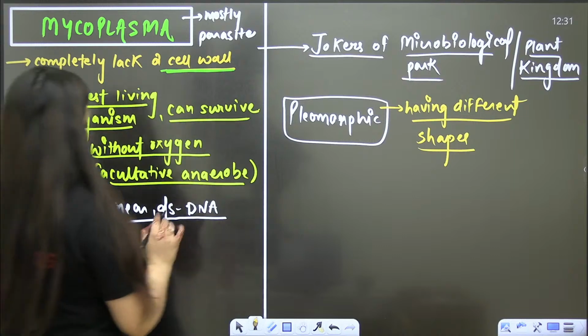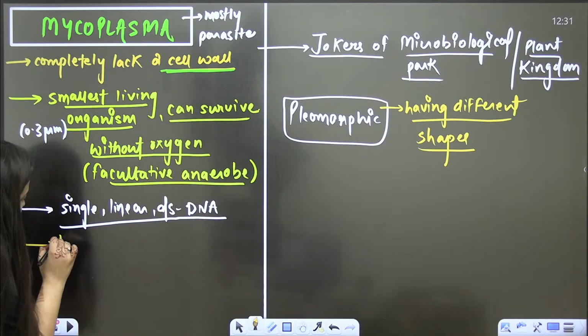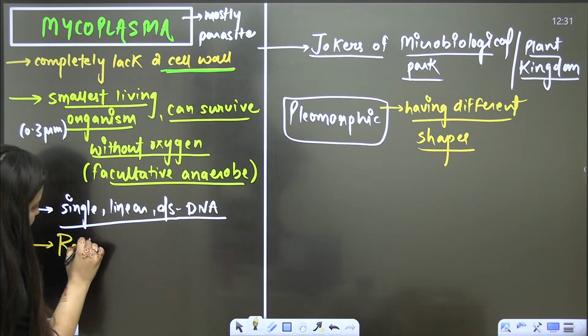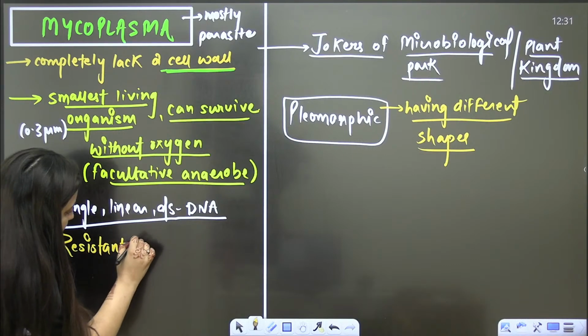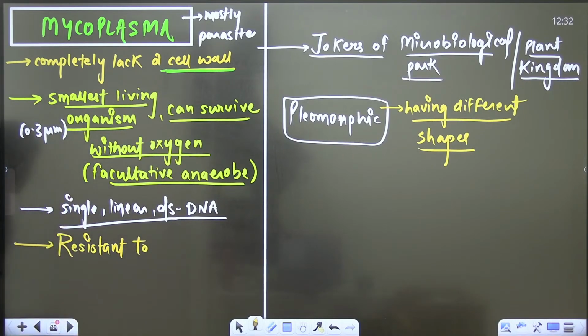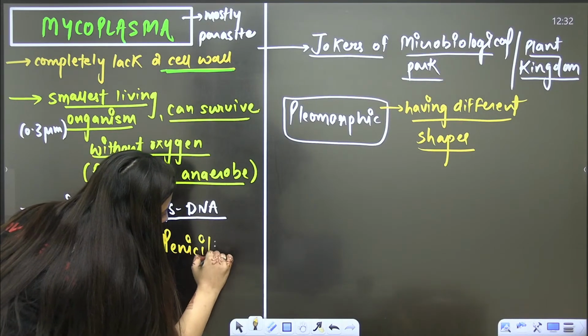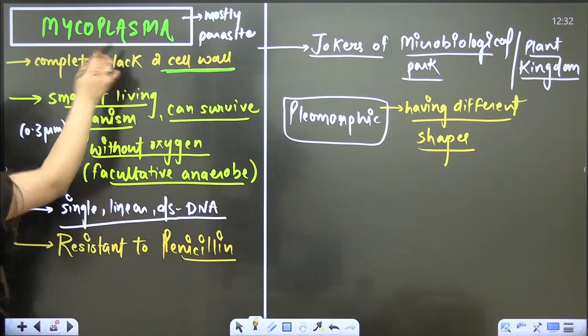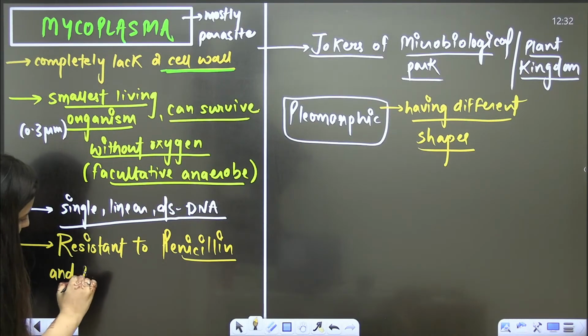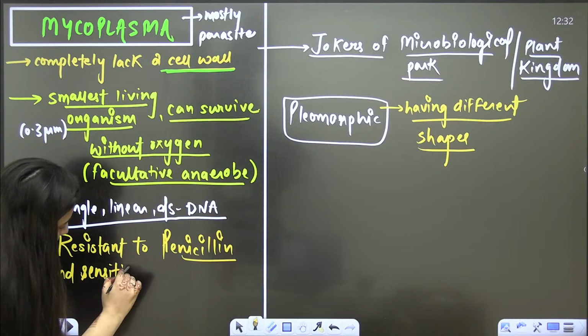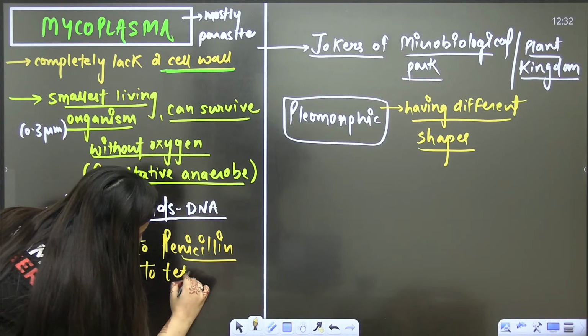Okay, so this is one extra piece of information for you. Mycoplasma is resistant to penicillin. It is an antibiotic, but it cannot kill this bacteria, and mycoplasma is sensitive to tetracycline. Now let me explain.